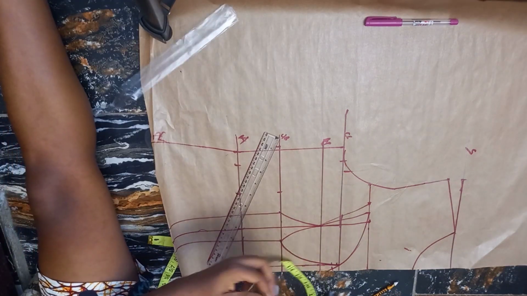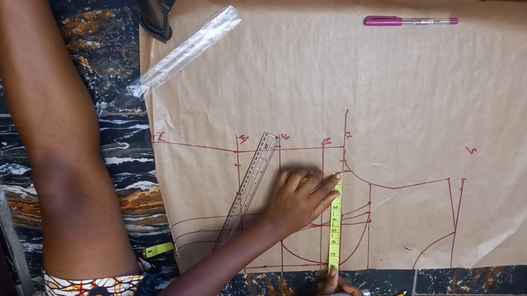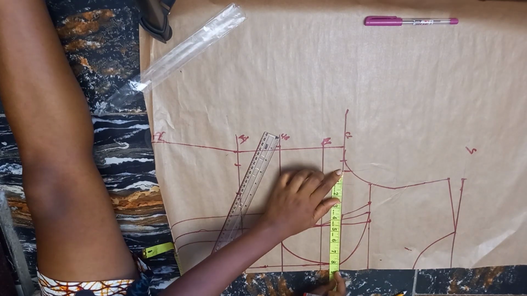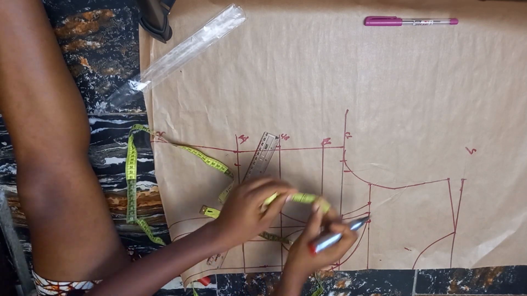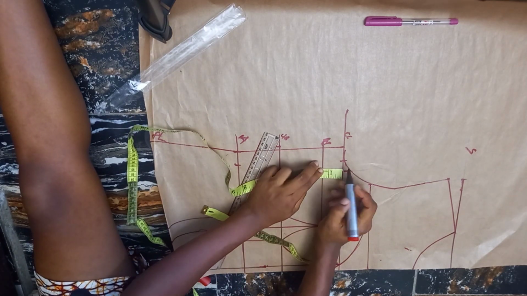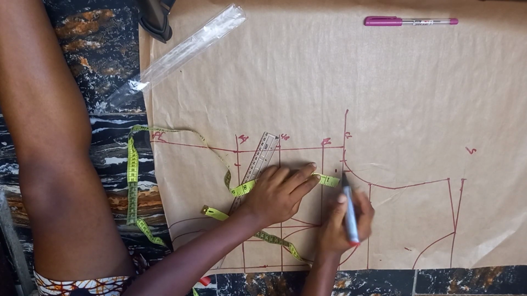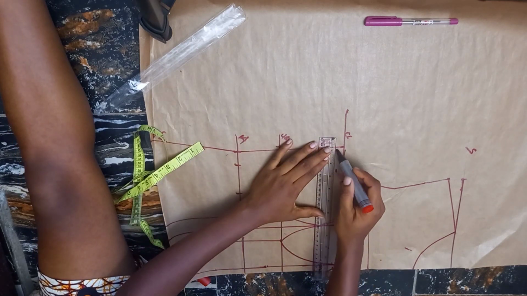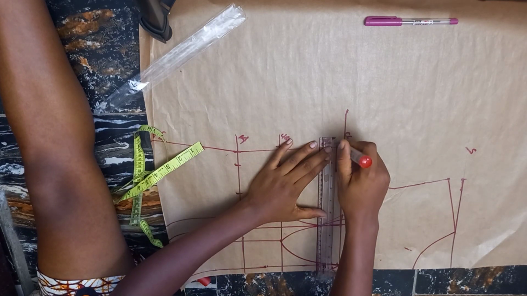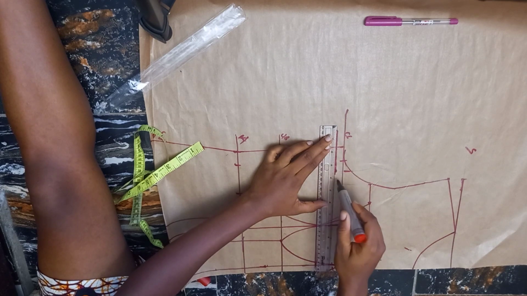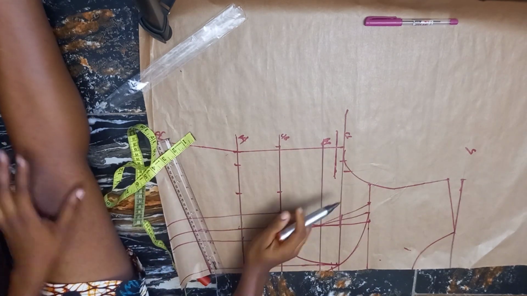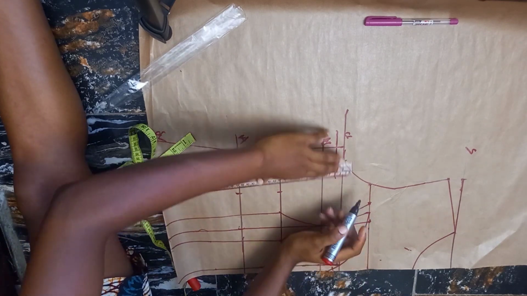Alright, so I place my tape back. This is my 8.5 where my bust measurement is. So where your bust measurement is, what I'm going to do is just come down by 1/2 inch. Then I'm going to make a mark. So this is where I'm going to be connecting my cup to.